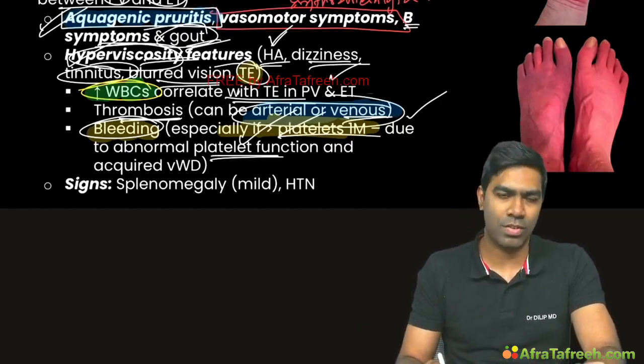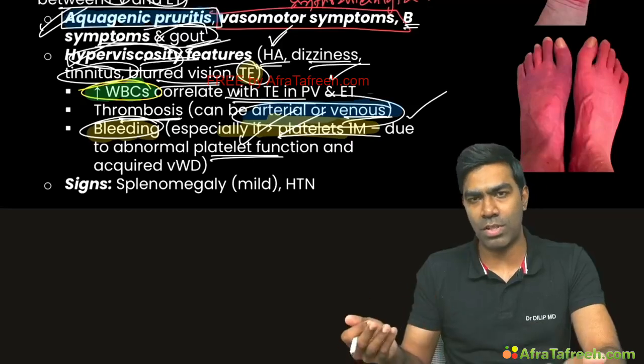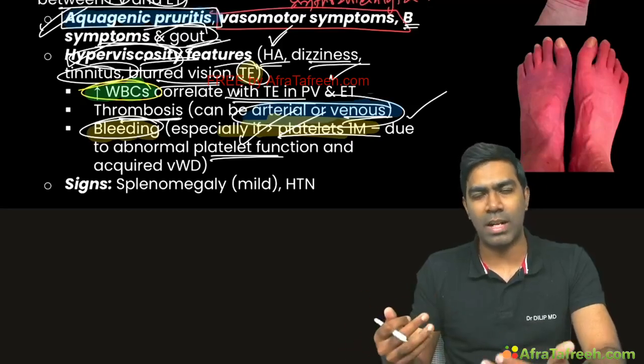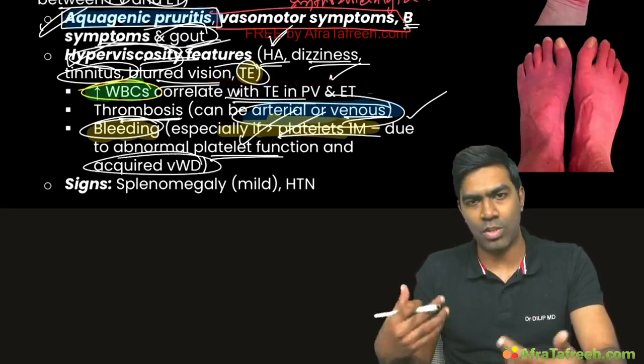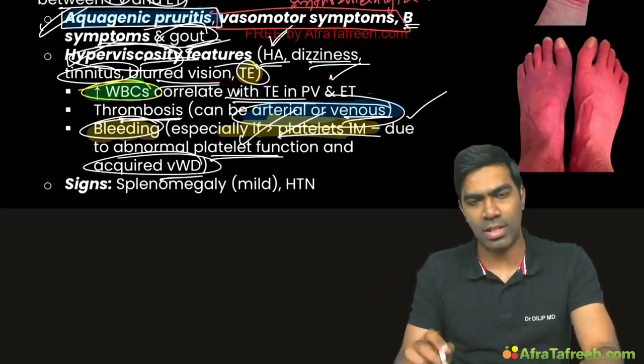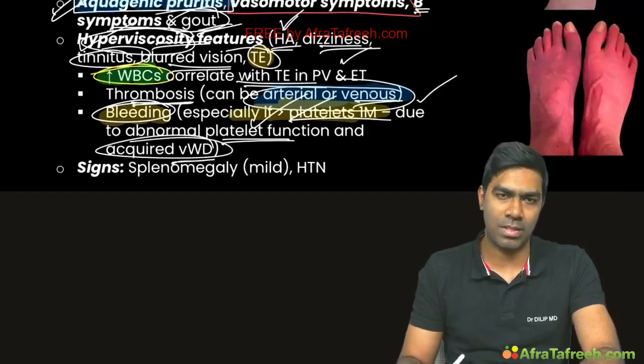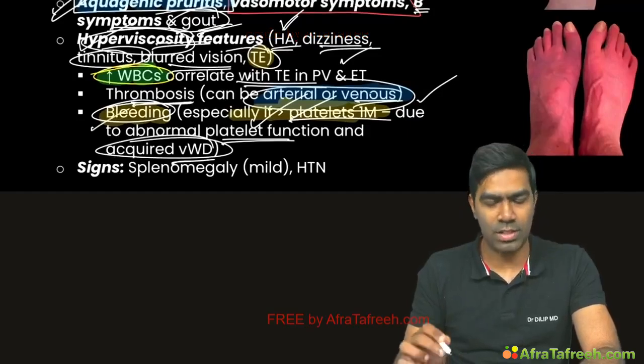Of course, this is a kind of a tumor. Even though there is increased proliferation of all the lineages, the platelet function will be abnormal, and these tumor cells can adsorb the von Willebrand factor on their surface, resulting in a kind of acquired von Willebrand disease. And that can also be the reason for bleeding.